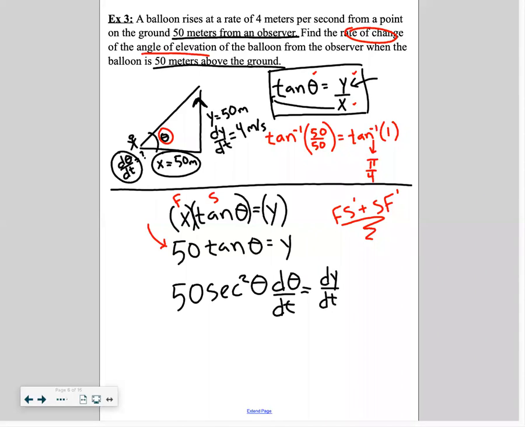The reason that the x stays constant and not the y is because the balloon is moving upward, whereas the observer is standing in one spot right here. If they're standing in one spot and they're not moving and there is no dx dt, then you keep your x the way it is. The y is the thing that's changing, so that's why that's not just going to be a constant at 50. And either way, the y goes away here because we take the derivative of it and it becomes dy dt.